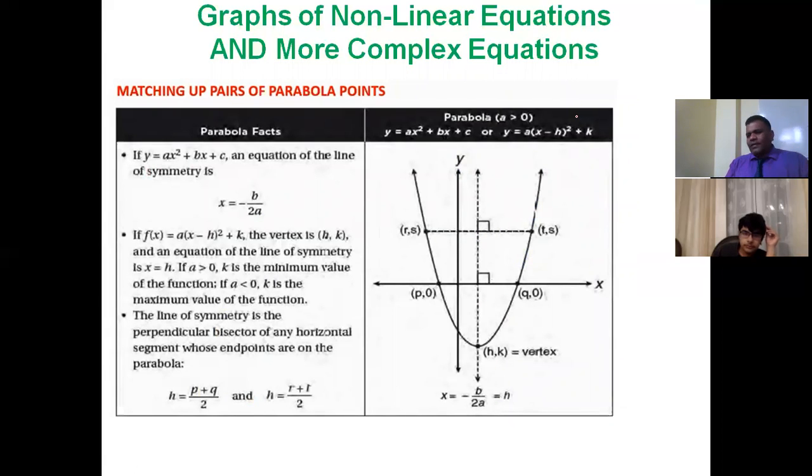This is an interesting part of the parabola. Here, often you get a question in the test. This is called matching up pairs of parabola points.